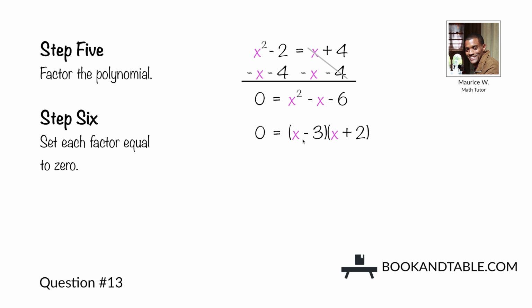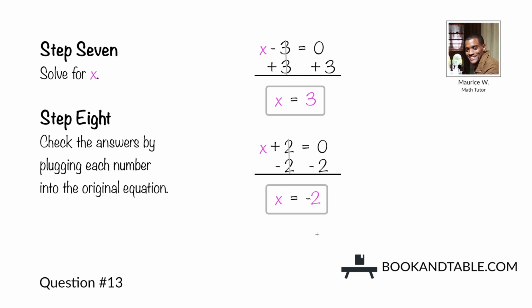And now step 6, set each factor equal to 0. X minus 3 is equal to 0. So we'll solve this for x. And x plus 2 is equal to 0. So we'll solve this for x. X minus 3 is equal to 0. We add 3 to both sides, giving us x is equal to 3. And the second factor, x plus 2, we set that equal to 0 and subtract 2 from both sides, giving us x is equal to negative 2.